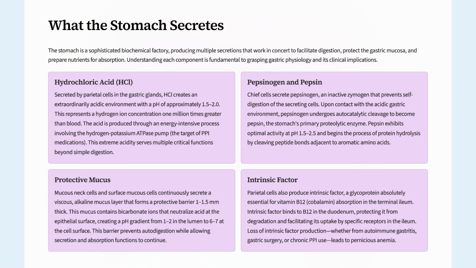The stomach produces several key secretions that work together to facilitate digestion. These include hydrochloric acid, pepsinogen, which converts to pepsin, intrinsic factor for vitamin B12 absorption, and mucus for protection. Each secretion has a specific role, and their coordinated action ensures efficient digestion while protecting the stomach lining from damage.